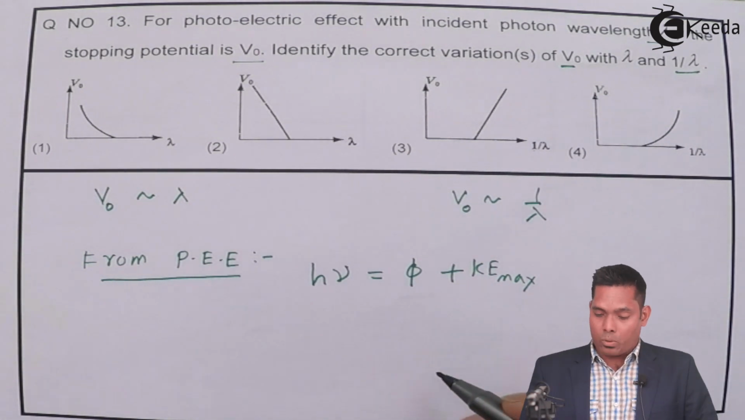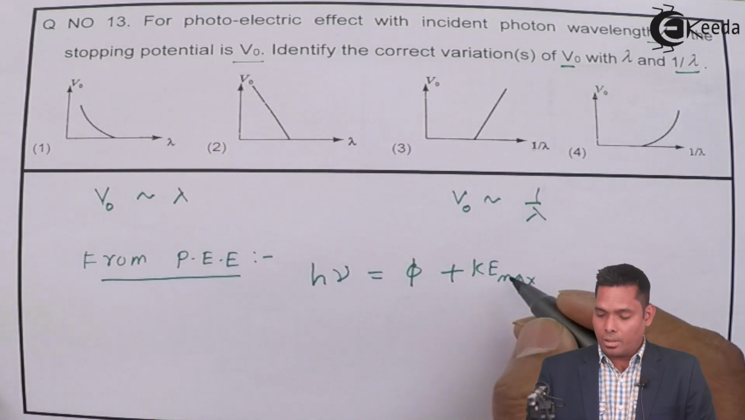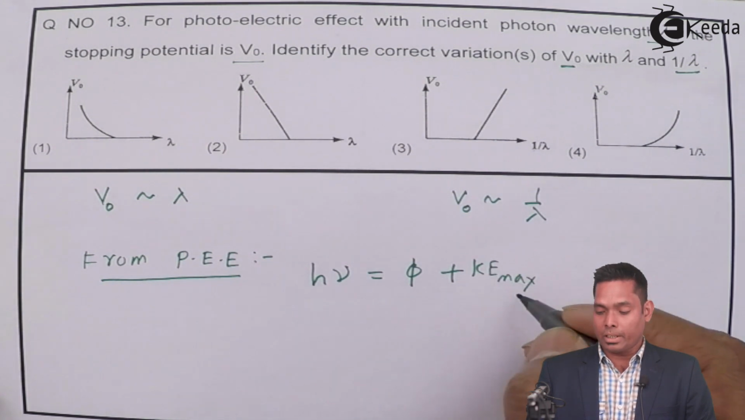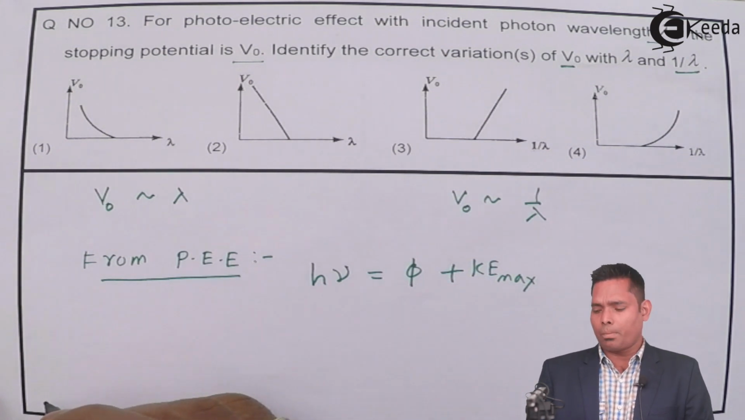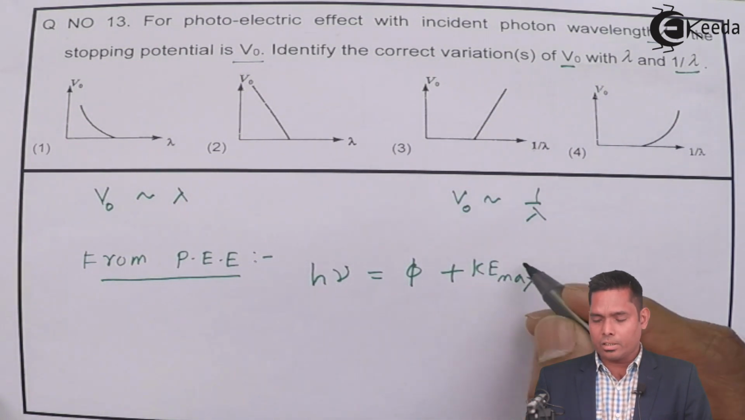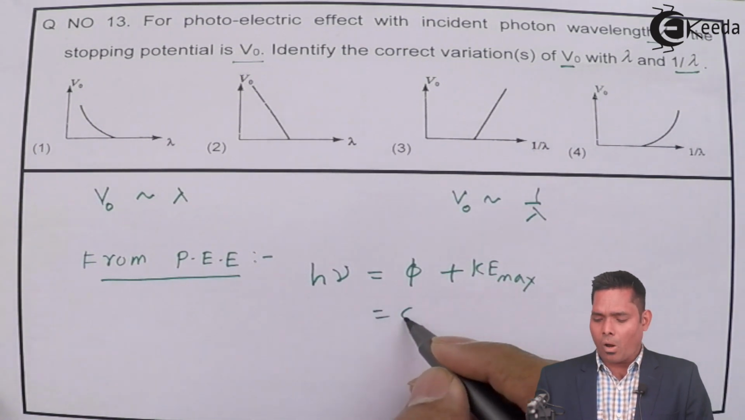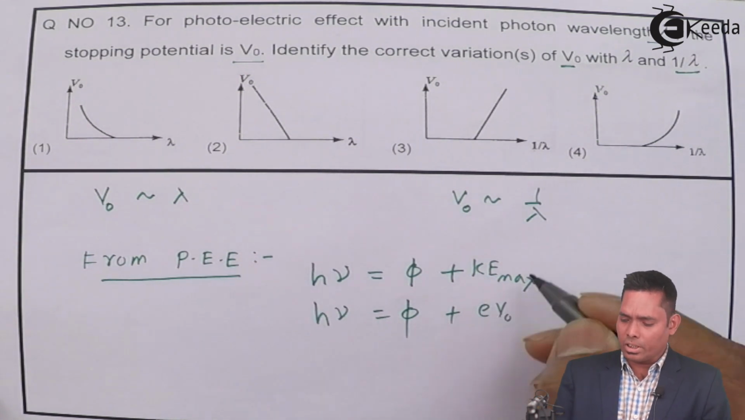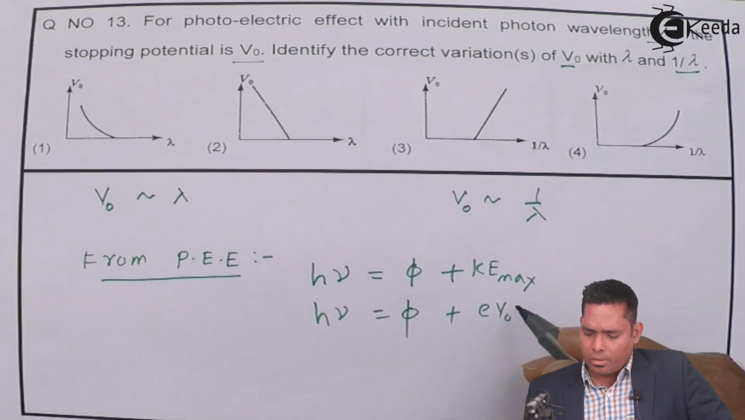Now we have to write this expression in terms of stopping potential, which can be related to the maximum kinetic energy. The maximum kinetic energy is stopped by that negative potential known as stopping potential, the minimum value of negative potential. So this kinetic energy can also be written as eV naught, the kinetic energy in terms of stopping potential.